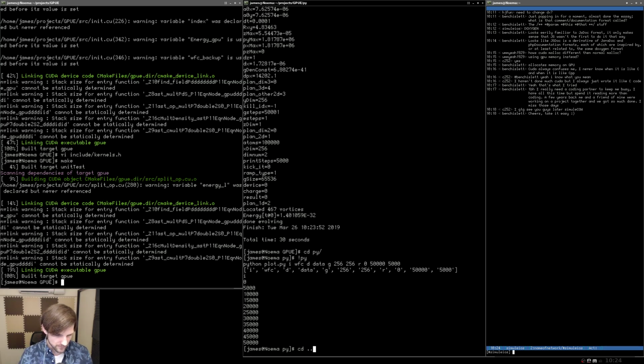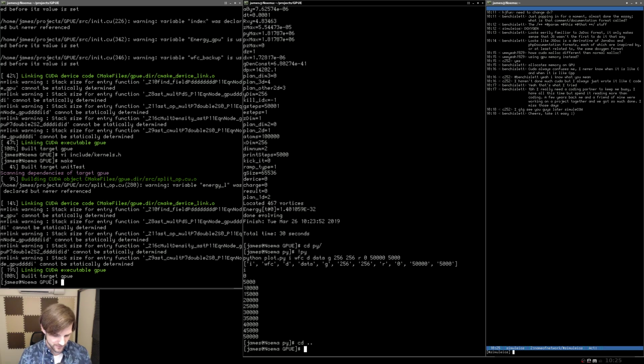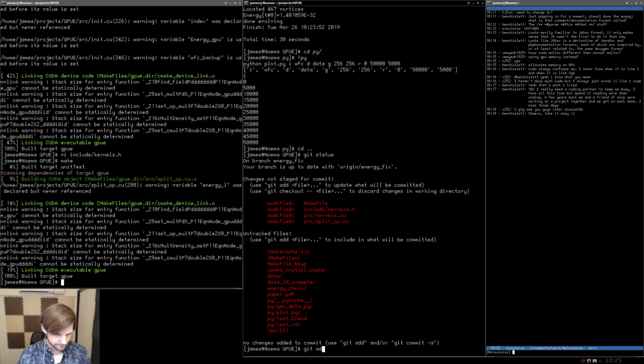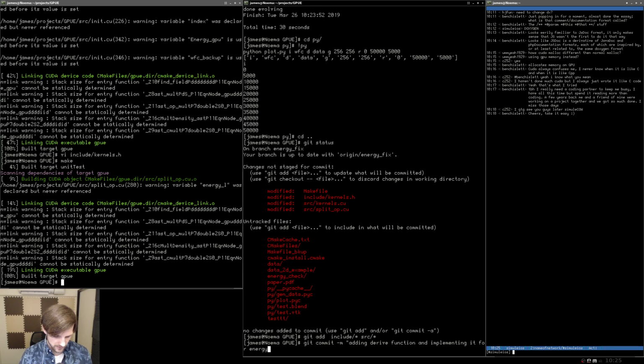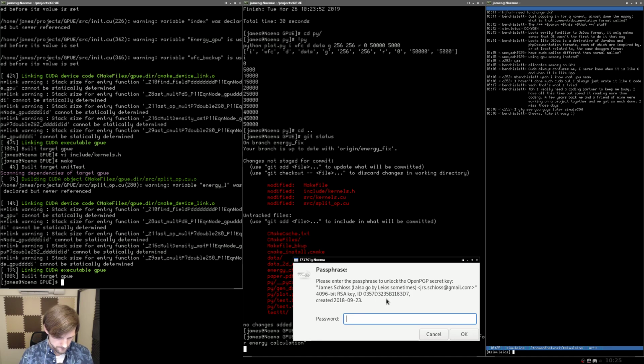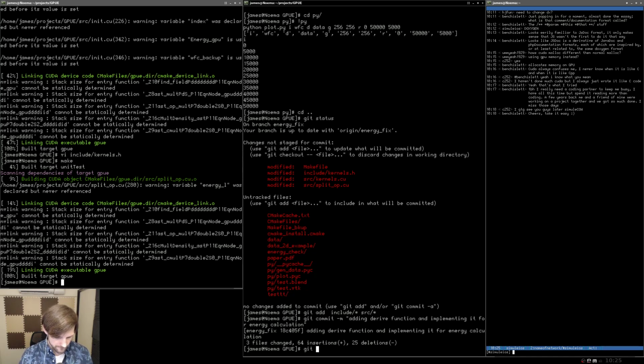So what I'm going to do right now is commit what we have, so I can always come back to this stage. Git status, git add, include star and source star, git commit -m, adding, I guess we'll say, derivative function and implementing it for energy calculation. Now we're going to do git push origin master energy fix.